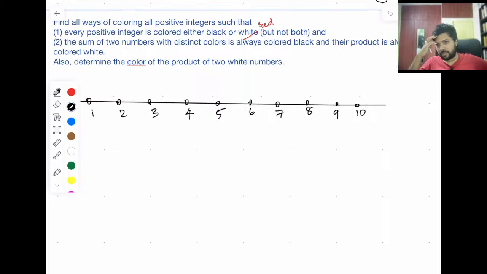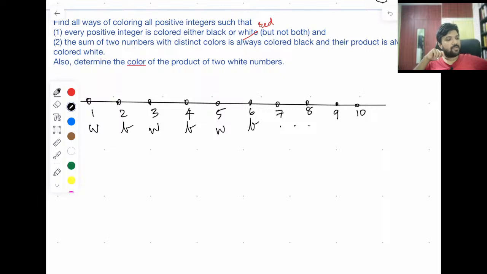Contradict each other, yes. So let's see if the alternating coloring works. White, black, white, black, white, black, and so on. It should work maybe. The sum of two distinct colors: if you pick two distinct, it will be one odd and one even. The sum will again be odd, so it will be black. And the product of two distinct colors will always be even, because one is odd, one is even.